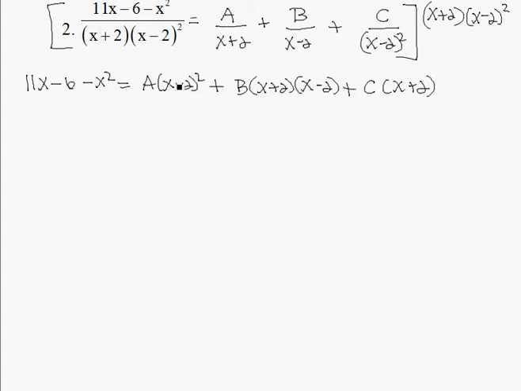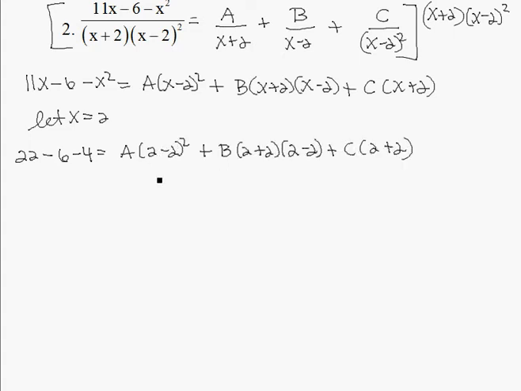The easiest thing to do is let x equal 2, and then that means this factor will go to 0. As long as we plug in the same value on both sides of the equal sign, we're okay. So I get 22 minus 6 minus 4 equals A times 2 minus 2 squared, which you don't need. So I plugged in 2 on both sides of the equal sign. Now I'm going to simplify.